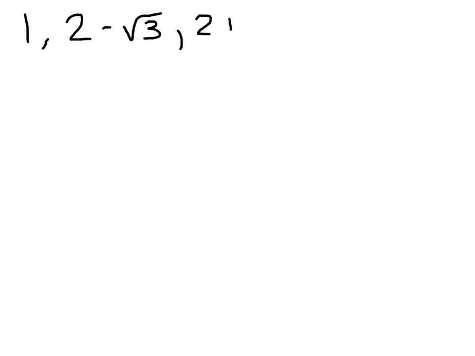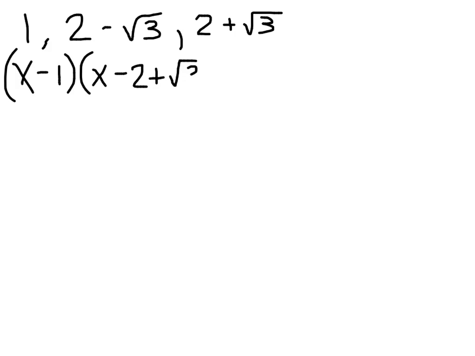2 plus root 3. Remember, the square root or i's should always come in pairs. There should be a plus or a minus. So, from here, now that I have all three pieces, I'm now going to remultiply it back out. Meaning, this would have been x minus 1. This would have been x minus 2 plus root 3. And this would have been x minus 2 minus root 3.